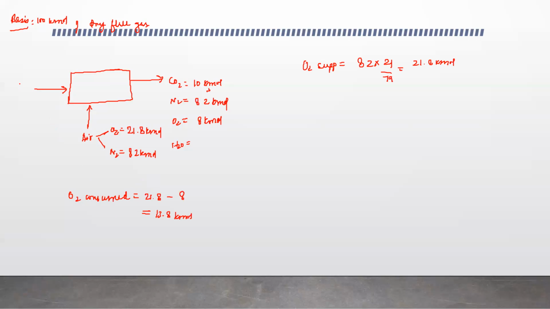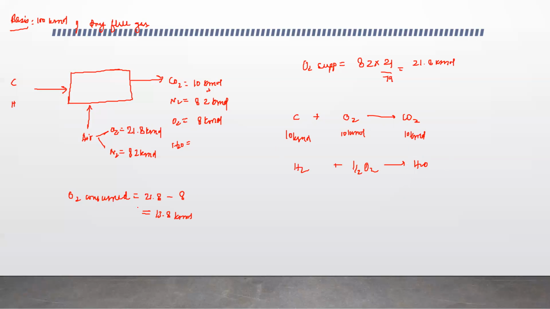Now let us assume that we have carbon and hydrogen in this fuel. So carbon will burn to form carbon dioxide and hydrogen will burn to form water, right? Now, carbon dioxide, we know it's 10 kilomole over here. So we know that we'll be having 10 kilomole carbon here. And for that, we'll be using 10 kilomole of oxygen. Water, we have no idea. All right, so we'll just leave water.